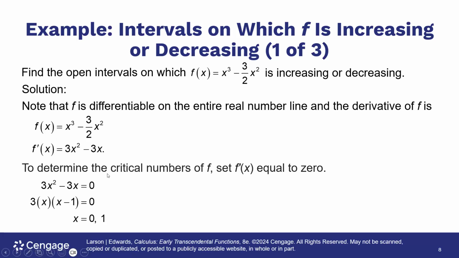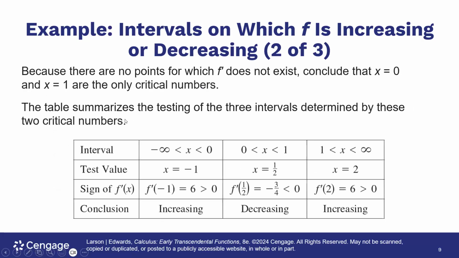And now we'll identify the critical numbers. We'll set that first derivative function equal to 0 and solve for x. So 3x squared minus 3x equals 0. We factor out 3 and x from both of those terms, and we get 3x times x minus 1 in parentheses. So we set both of these factors equal to 0. We'll get x equals 1 or x equals 0. These are our critical numbers.